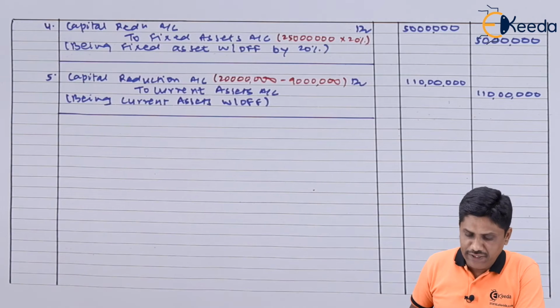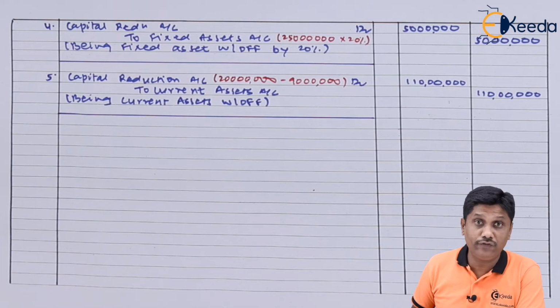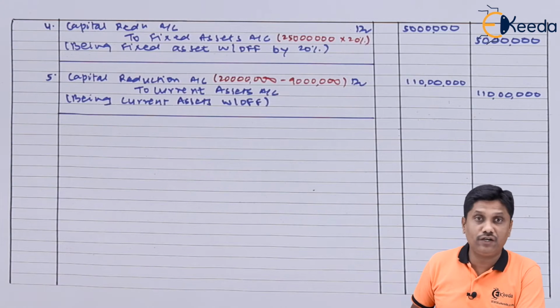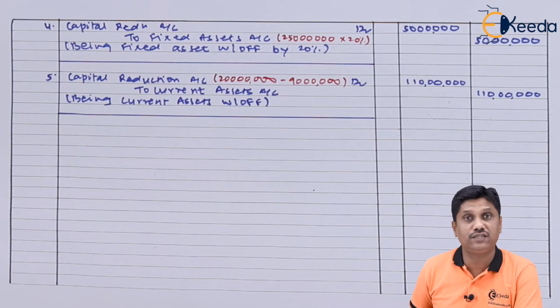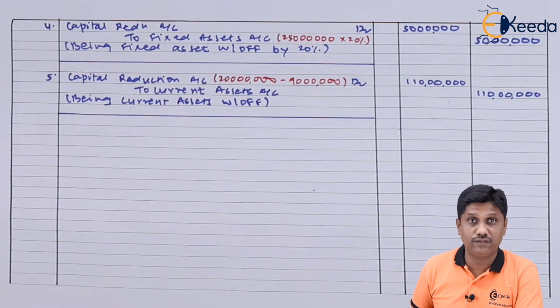Friends, you can notice our entry is capital reduction account debit to current assets, being current assets written off. You can notice, student, the amount written off is 1 crore 10 lakhs because book value was 2 crore, but it is revalued at 90 lakhs. In this way, we have reduced our current assets and narration is being current assets written off. Let's see the next transaction.